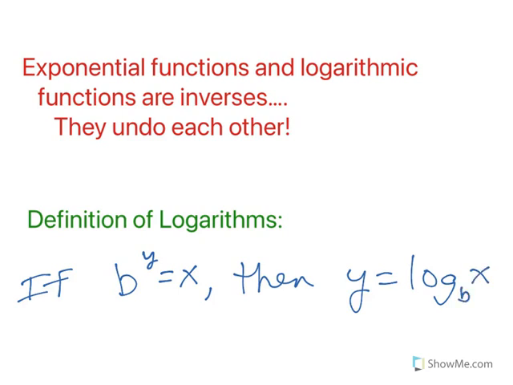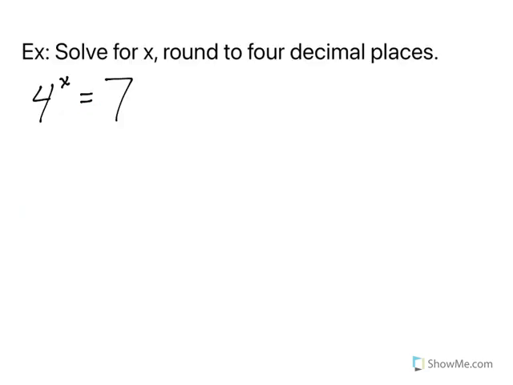This is helpful. That way we know if we're trying to solve an equation, we can use the opposite, right? If we're trying to solve an exponential, we can use a logarithm by rearranging based on our definition. So let's solve for x and round to 4 decimal places. I've got 4 to the x equals 7.